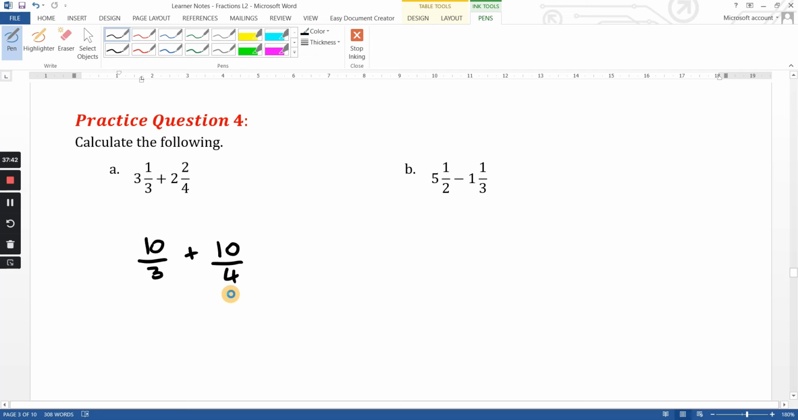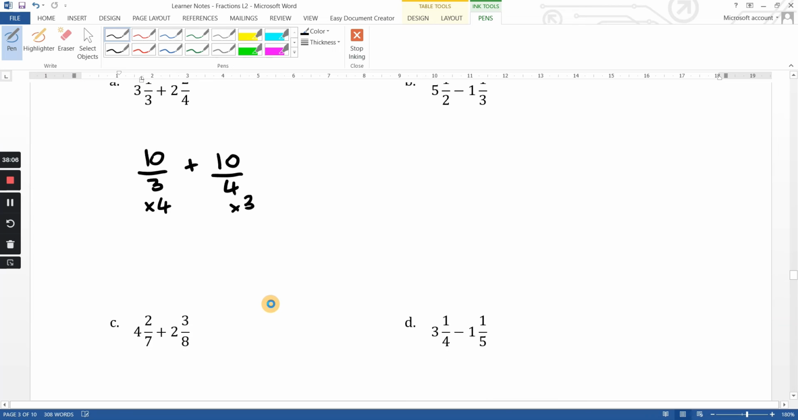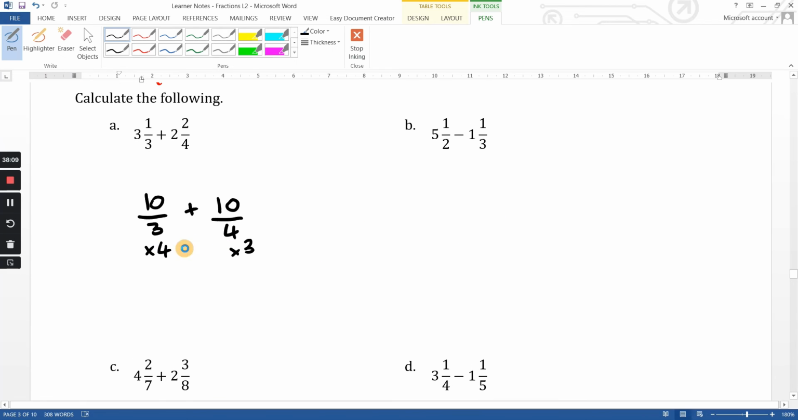So for me, I think I'm going to multiply this one by 4, multiply this one by 3. If you're not sure, just multiply these two together to get your denominator. In this case, 3 times 4 gives you 12. So the only way to change your 3 to a 12 is multiplying by 4. The only way to change the 4 to a 12 is by multiplying by 3. So, if you're not sure which number to use for your denominator, just multiply them two together to get your common denominator. So that's going to be out of 12. That's going to be out of 12.